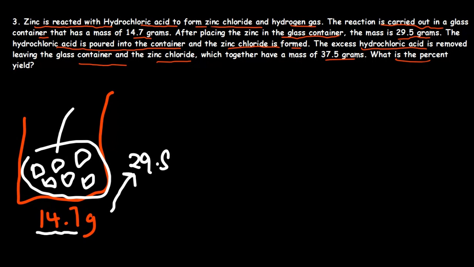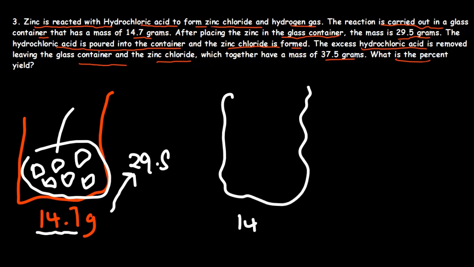And then at the end we know that this glass container weighs 14.7 grams. They are saying that at the end, as the reaction is done, only zinc chloride is left in this container. And this zinc chloride plus the container have a mass of what?